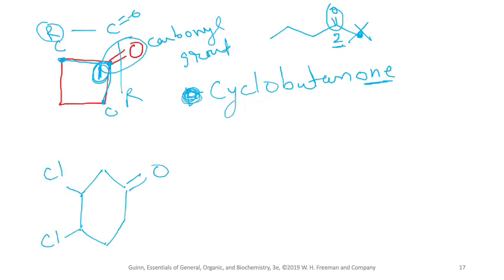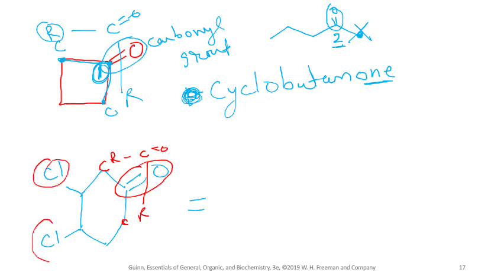If you have this compound, the time you see this, this is a carbonyl group, this is carbon, this is carbon, right? So R-C(=O)-R, this is a ketone. But how do you name it? We have two substituents. So we have to give preference to the carbonyl-containing carbon. So in this case, this is 1. Then you have to give the lowest numbers to the substituents.